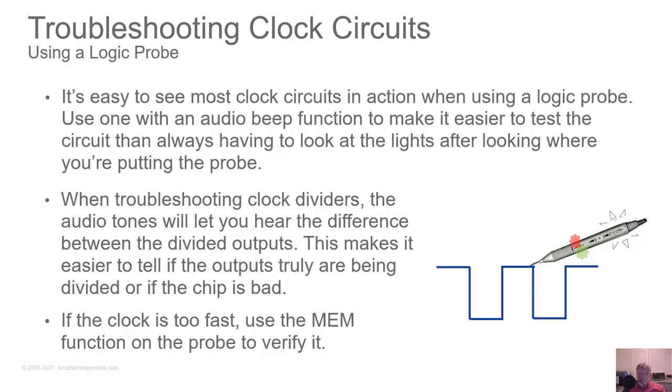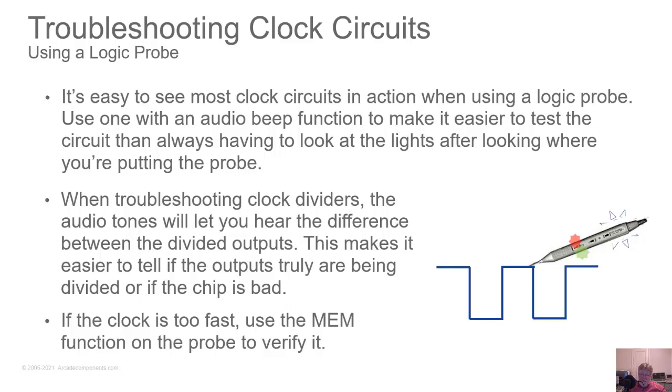So when you're listening to the clock dividers, you'll hear a difference in the audio tones as you check the different outputs. As it gets divided by 2 each time, you'll hear a difference in your ear, which makes it a lot easier to tell if that is being divided out properly.